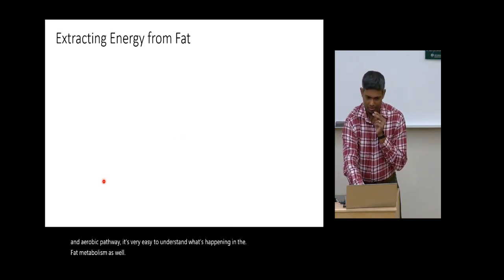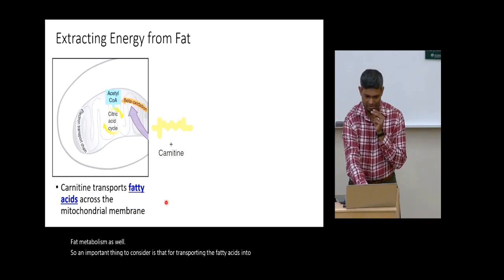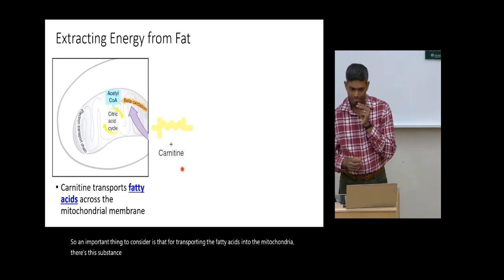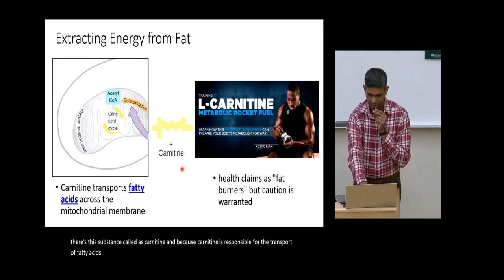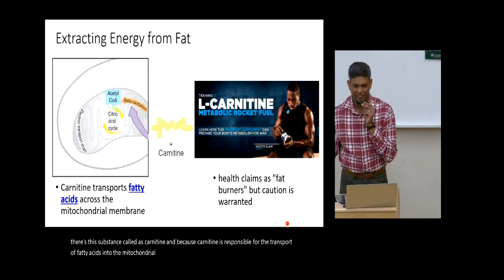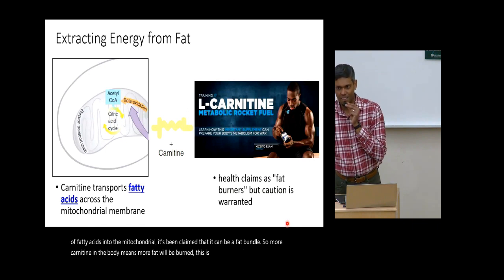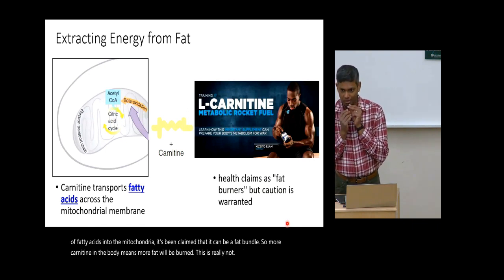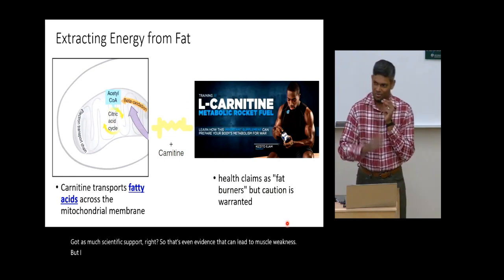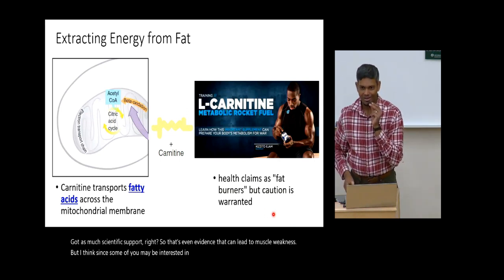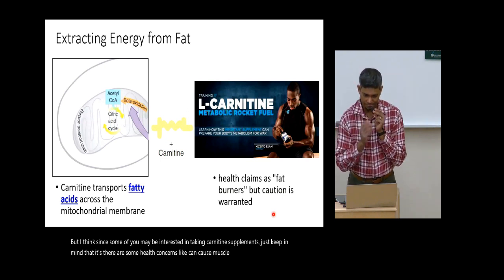So an important thing to consider is that for transporting the fatty acids into the mitochondria, there is a substance called carnitine. And because carnitine is responsible for the transport of fatty acids into the mitochondria, it's been claimed that it can be a fat burner. So more carnitine in the body means more fat will be burned. This really does not have much scientific support. There is even evidence that it can lead to muscle weakness. But since some of you may be interested in taking carnitine supplements, just keep in mind that there are some health concerns, like it can cause muscle weakness and so on.